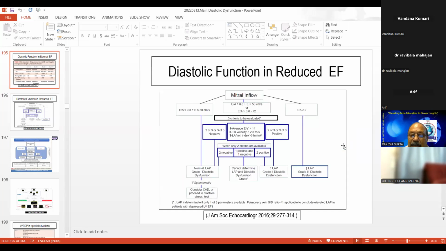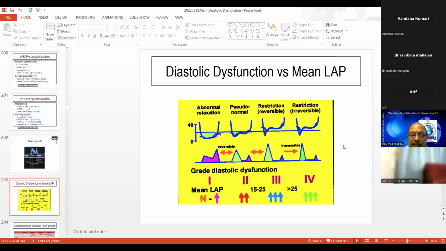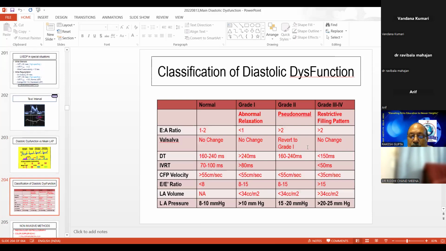Grade 2, grade 3 is elevated LA pressures. And if you want to convert them into numbers, that could be another question you must be asking me. This is how we convert them to numbers. Grade 2 is 15 to 20 and grade 3 is more than 20. So it's an indirect measurement. If you really want to calculate pressures, then you have to put a Swan-Ganz catheter inside. Okay, sir. Thank you, sir.